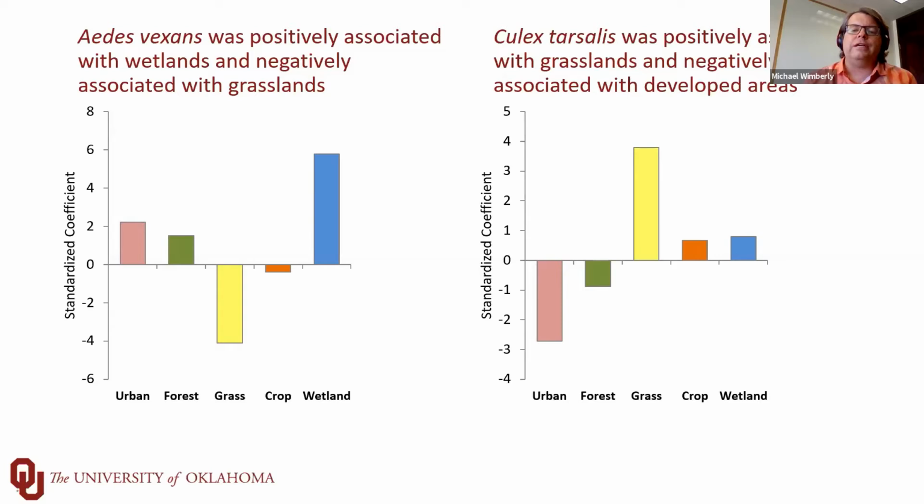Culex tarsalis, we tend to find outside of urban areas and particularly in grasslands, not wetlands, and not in croplands. So grasslands are open. They don't have a crop canopy over top of them. Sunlight comes in, which is important for the breeding of Culex tarsalis. And we tend to get smaller, more persistent water bodies in ditches and other areas that are strongly associated with Culex tarsalis.